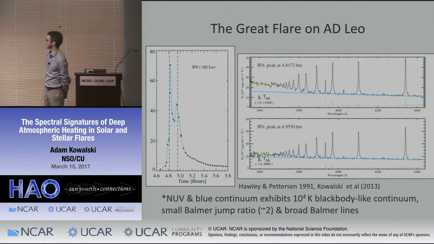I reanalyzed these spectra for my thesis. The blue line is a black body fit, about 12,000 degrees, 10,000 in the bottom panel. And then the Balmer lines get really bright and really broad.